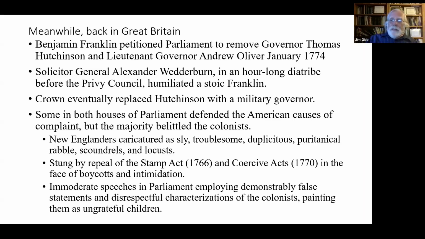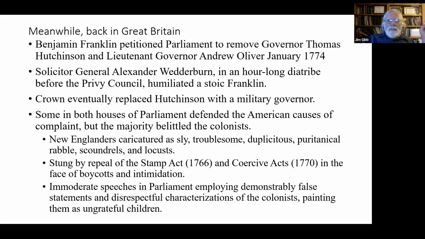The crown actually did replace the governor with General Thomas Gage, who was commander-in-chief of armed forces in North America. So essentially they replaced the civilian governor with a military governor, essentially martial law.